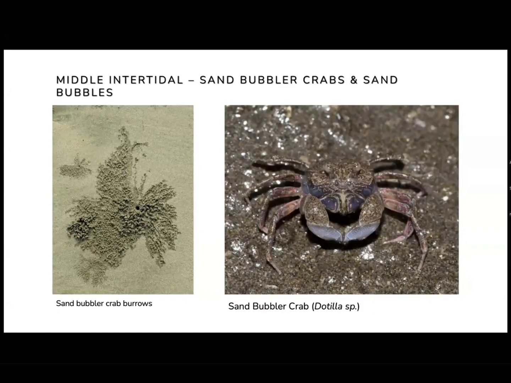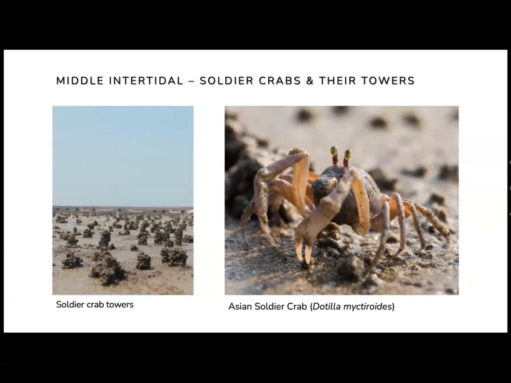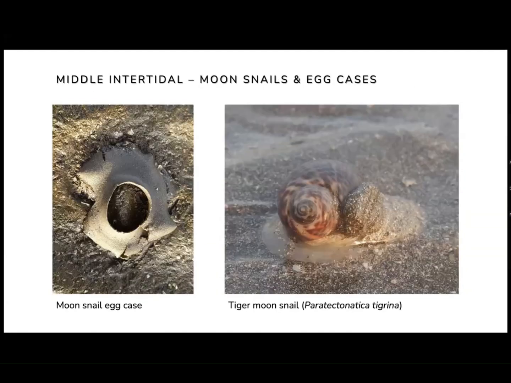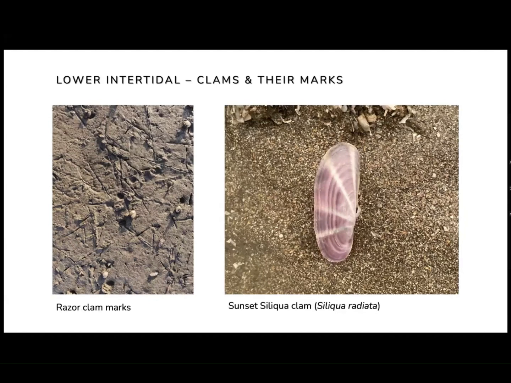Similarly, if you walk a little further down, you'll start seeing sand bubbler crabs and their sand bubbles. This is also a sign that there is life on that beach. You'll also see soldier crabs and the towers that they make. You'll see tiger moon snails and the moon snail egg case, which is also known as a sand collar. And when you go further down, you'll start seeing clams. And if you don't see clams, you'll at least see these marks on sand, so you know that they're there.